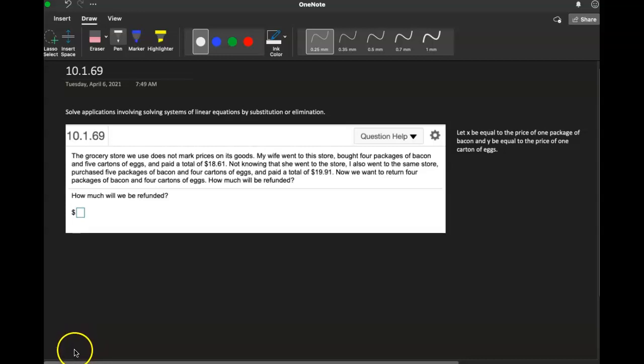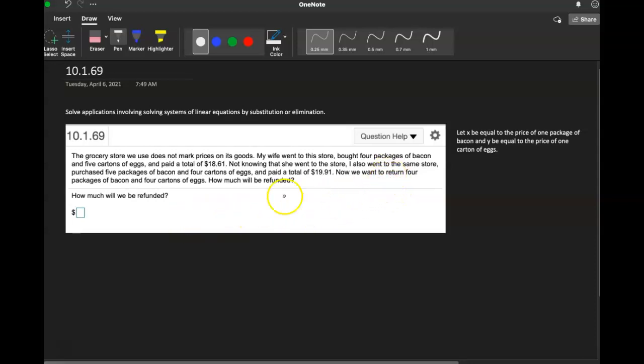In this example, we will write a system of equations and solve it in order to find the solution to this problem. If you haven't already, take a moment to pause the video to read the details of this problem. And after doing so, notice that if we let x equal the price of one package of bacon and y equal to the price of one carton of eggs, we can use those two unknowns to write two equations.